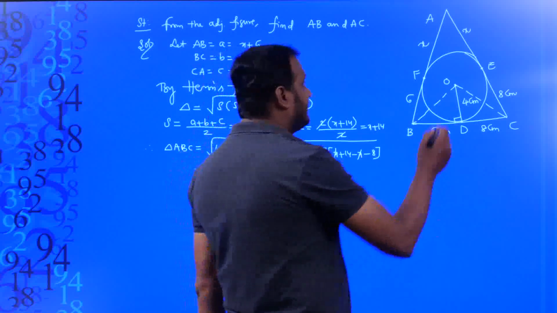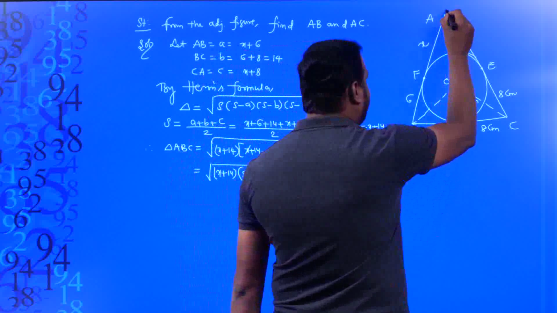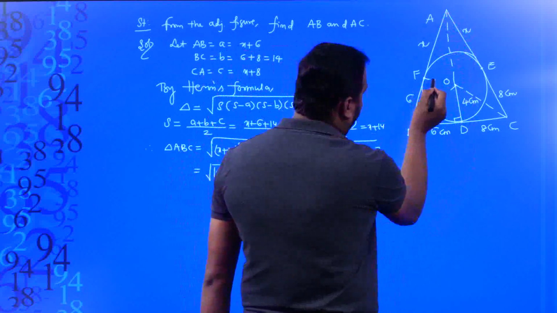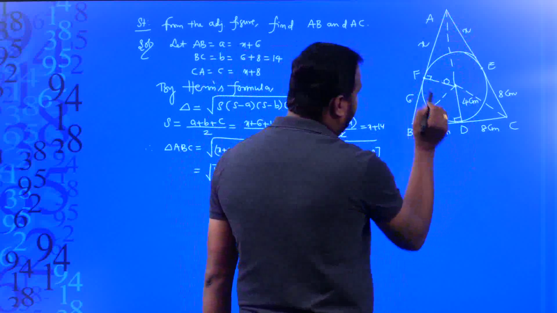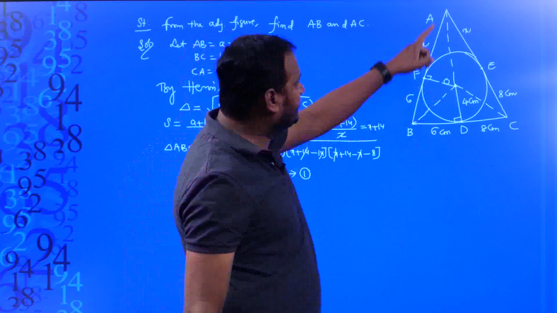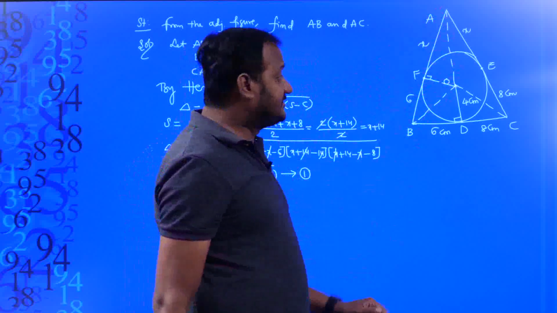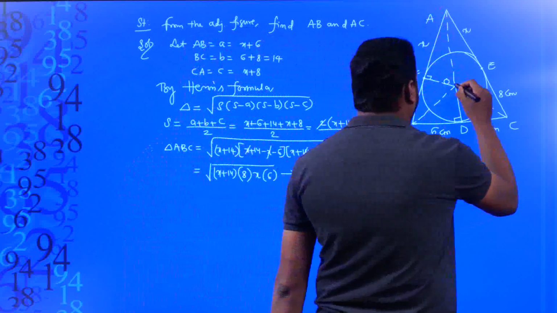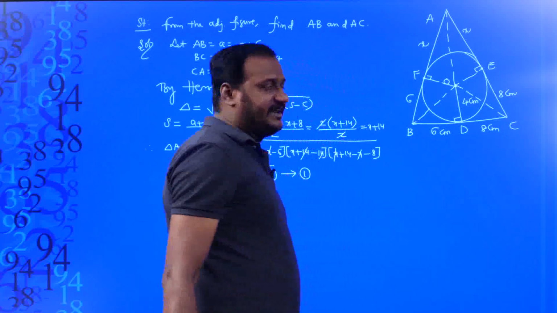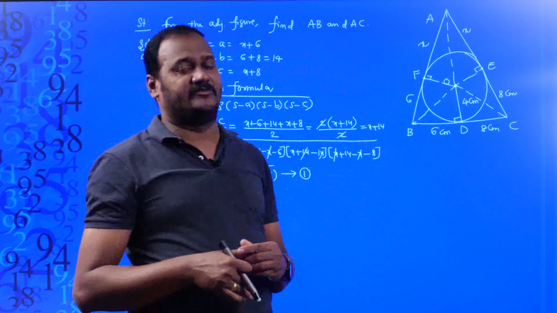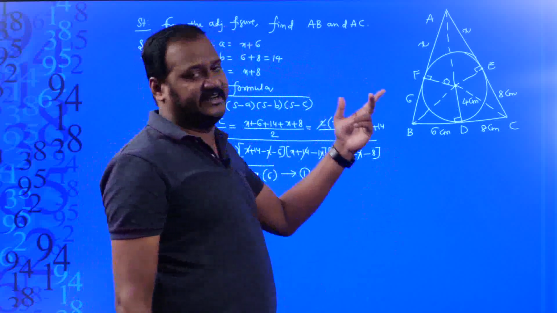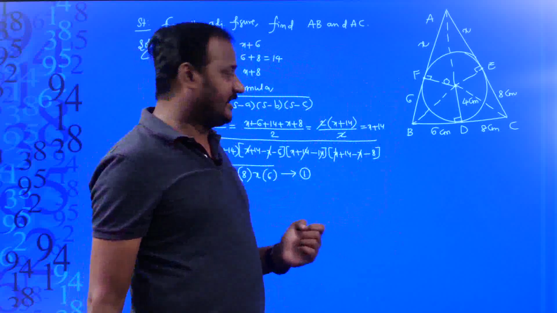So similarly, if I join O and A, and when I join O and P also, this OP, the radius, is again perpendicular to the tangent through the point of contact. So I can easily figure out the area of triangle AOB. Similarly, I can find the area of triangle AOC in the same way. When I add all three triangles, I would get the area of triangle ABC. So that is the other way to find the area of triangle ABC.